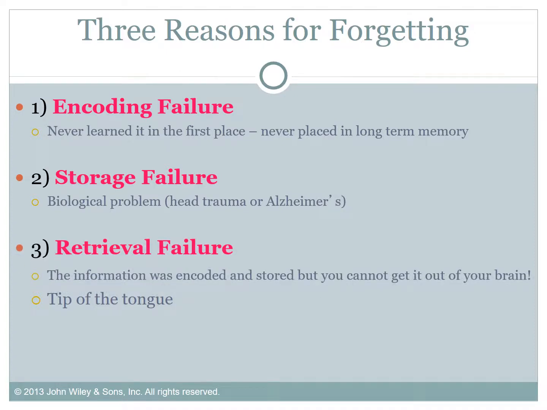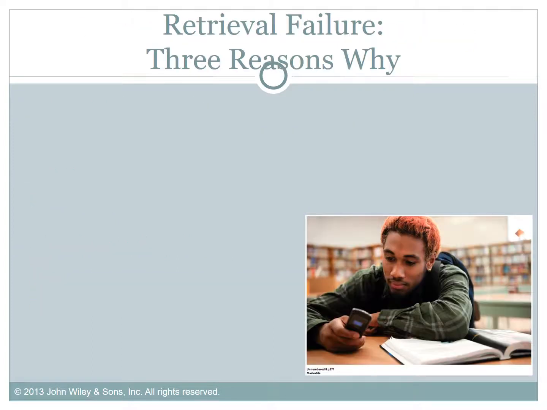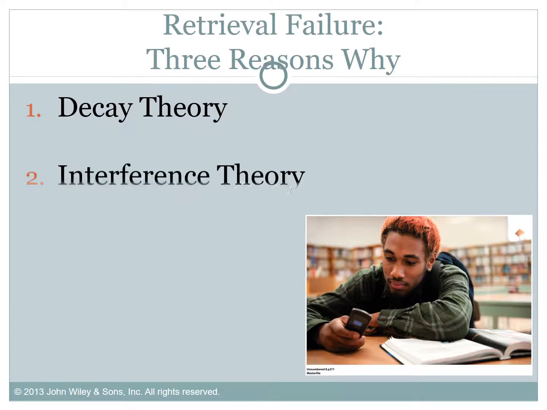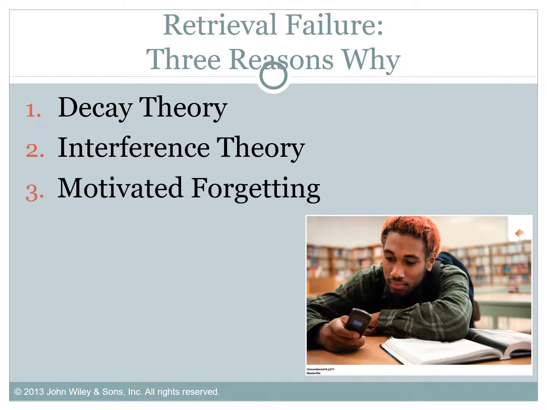And then we have retrieval failure, which is the inability to get that information back. It's stored, but you can't retrieve it. For instance, tip of the tongue syndrome, where there's a word or a name and you know that you know it, but you can't get it all the way out. That's retrieval failure. So why do we have retrieval failure? Well, again, we have another three reasons why we have retrieval failure in particular. We have decay theory, interference theory, and motivated forgetting. So let's talk about those for a moment.